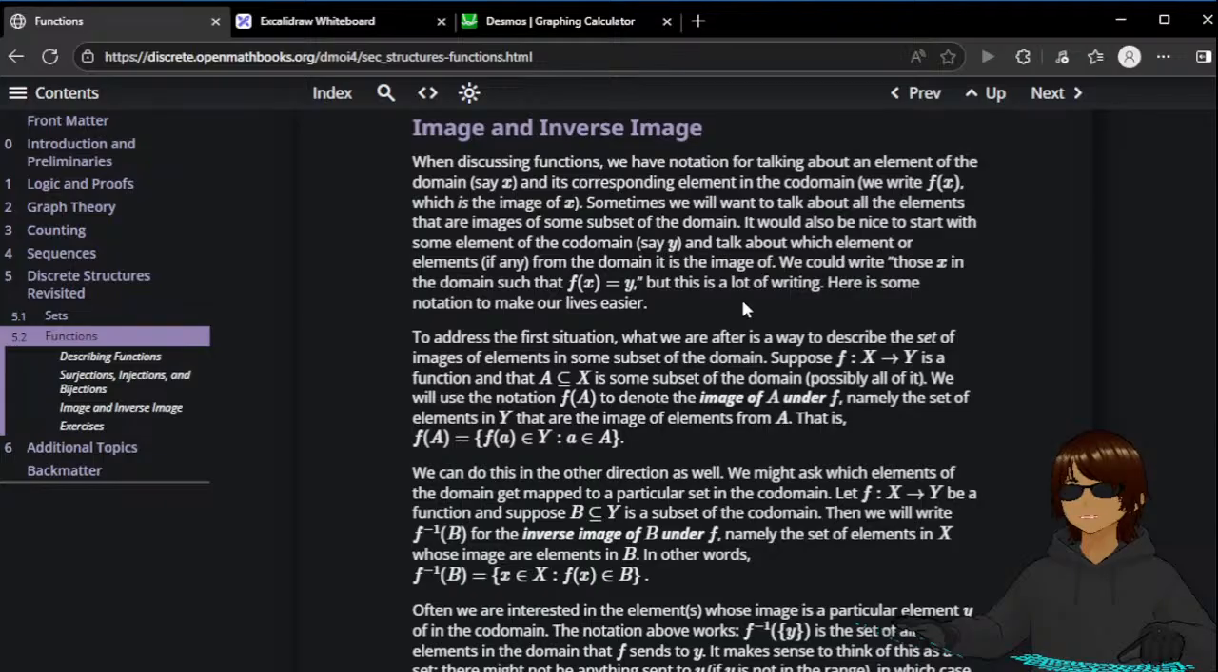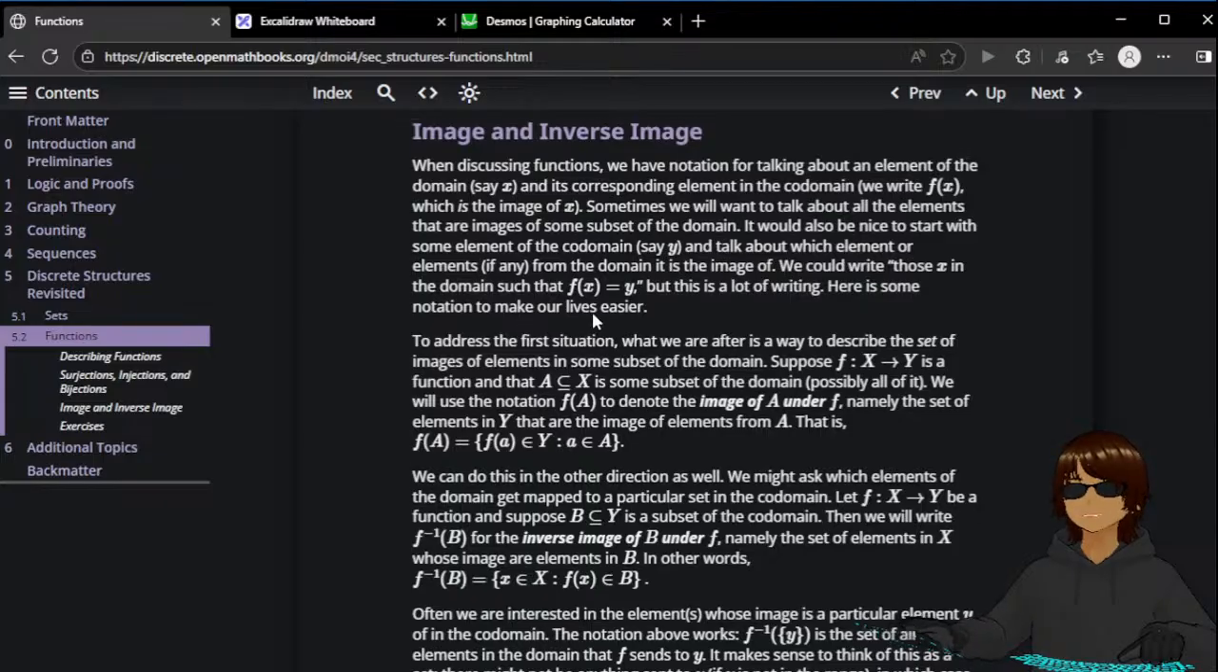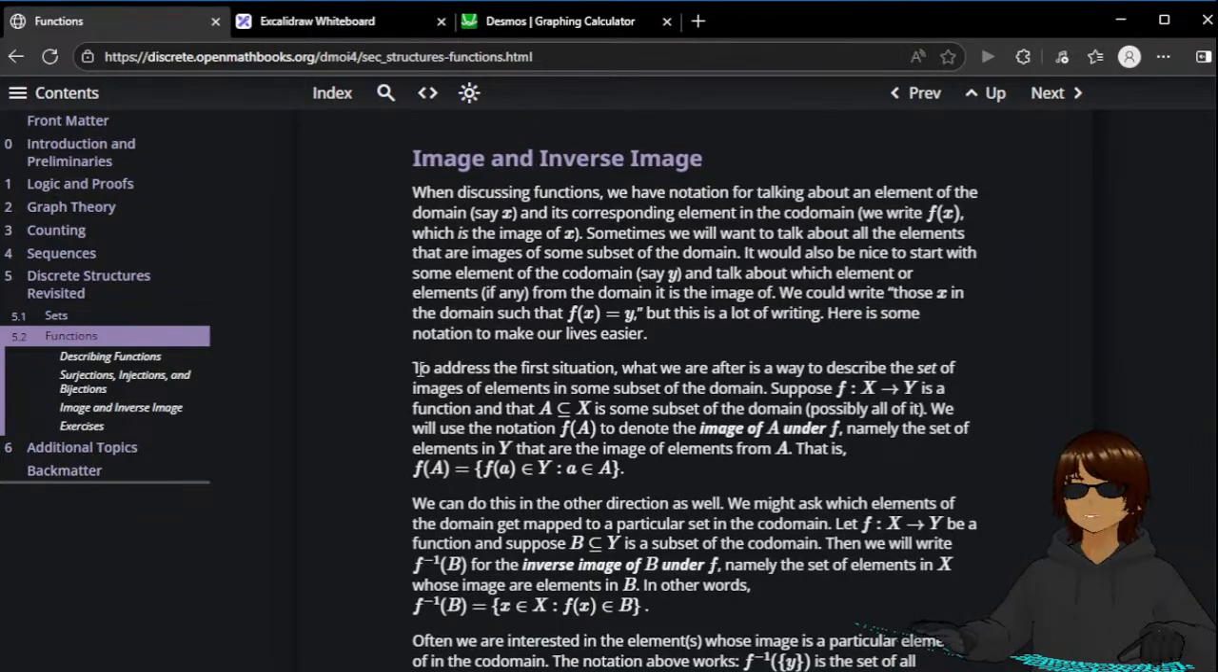But there's a lot of writing. Here is some notation to make our lives easier. To address the first situation, what we are after is a way to describe the set of images of elements in some subset of the domain. Suppose f goes from X to Y is a function and that A is a subset of X.